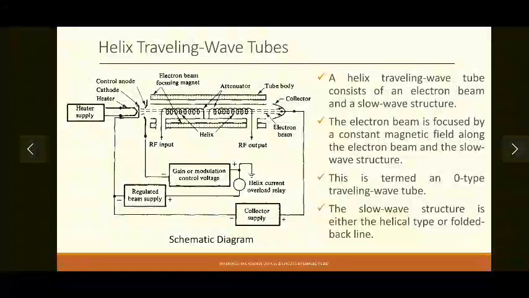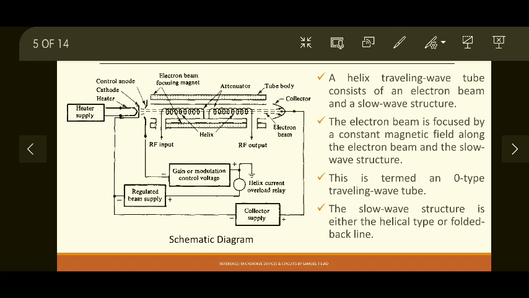So let's look at the structure of TWT. If you see, there is similarity with the klystron, as well as there are slight modifications also. So let's look at the common parts. We have an electron beam emitting cathode. Then there is an anode also, which will attract the electron beam. Now this electron beam will travel down the tube. You can see over here, this is your tube structure. So the electron beam travels down the tube and is collected at the collector, similar to the klystron.